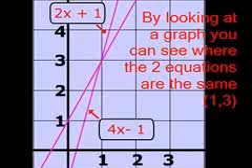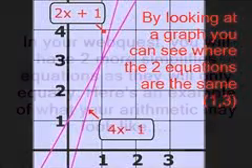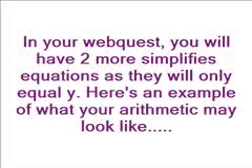This is just a visual of two equations where they meet, which is going to be your value at which both of the equations are equal to one another. In your actual web quest that you're doing, you're going to have two more simplified equations where they're only going to equal y. So here, next, I want to show you an example of the kind of arithmetic you may be doing when you're doing your actual web quest.